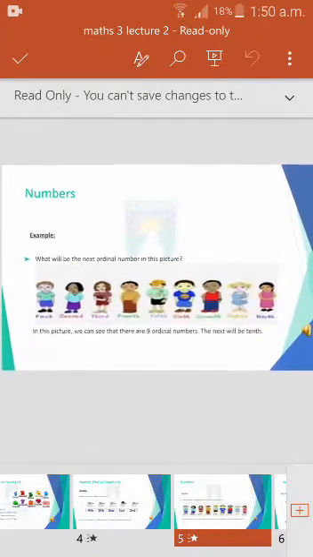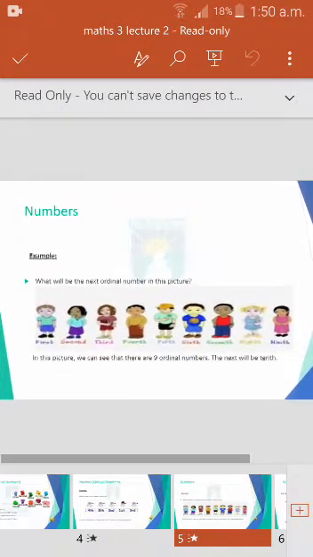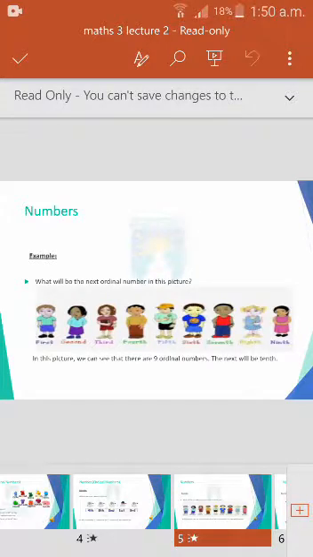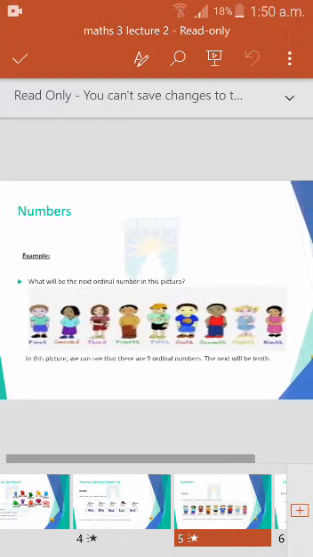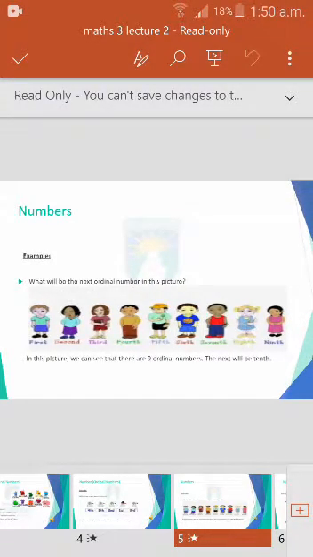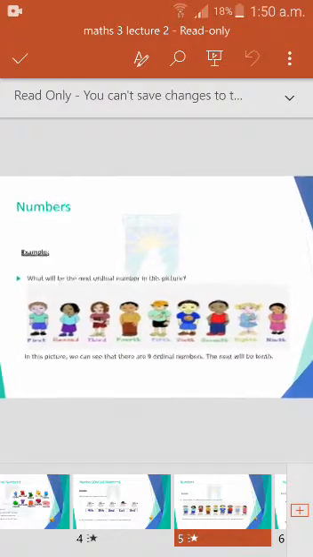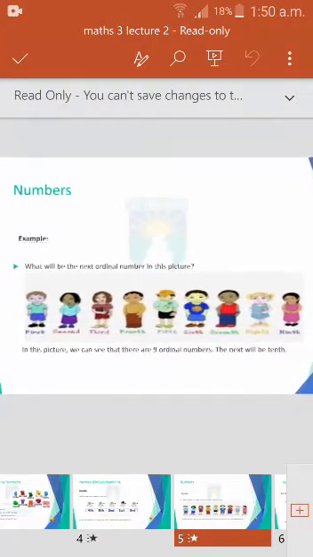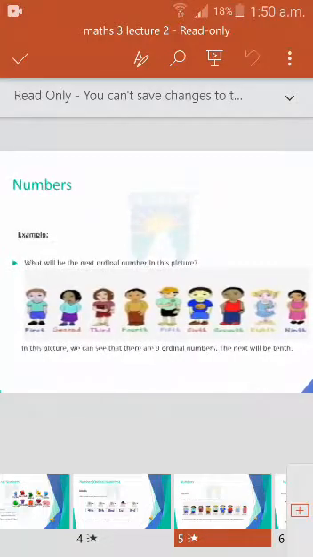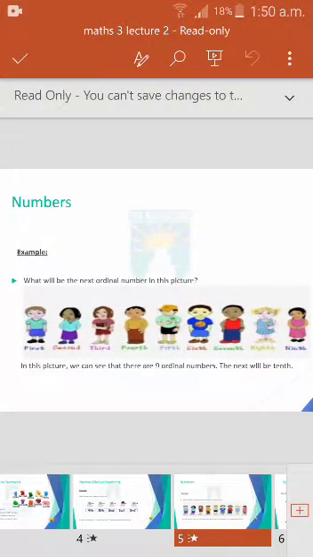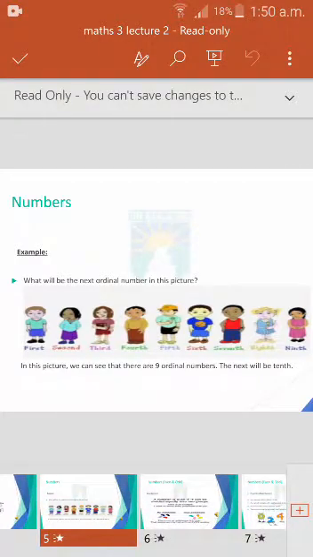Okay. Now we'll find out the ordinal numbers. Here we are given the first ordinal number. We'll start from the left. Here's first, then we have second, then third, then fourth, then fifth, and then sixth, and then seventh, eighth, ninth, and now we have to find out what would be the next ordinal number. So 10th is the next ordinal number here.